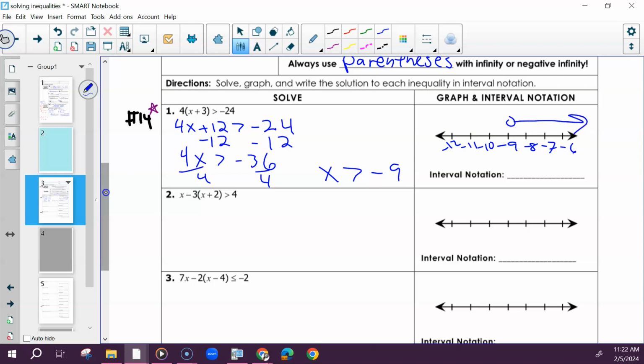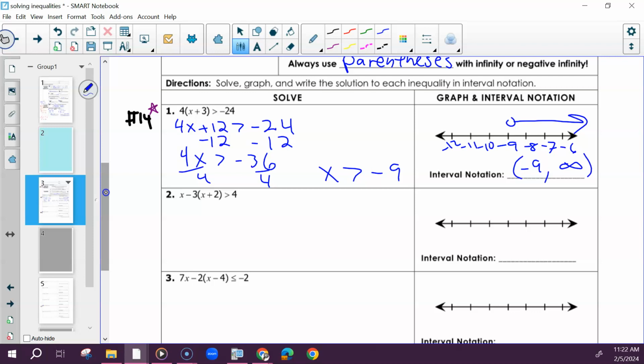So how we would write the interval notation is look at where it starts. This starts at negative 9. This is an open circle, so it has to be a parenthesis. And you write from where it starts to where it ends. So starts at negative 9. Where does it end? Infinity. It keeps going all the way to infinity, and infinities always have parentheses.